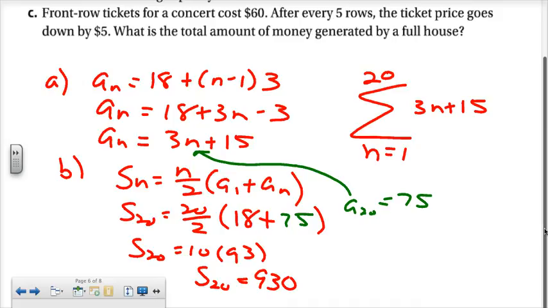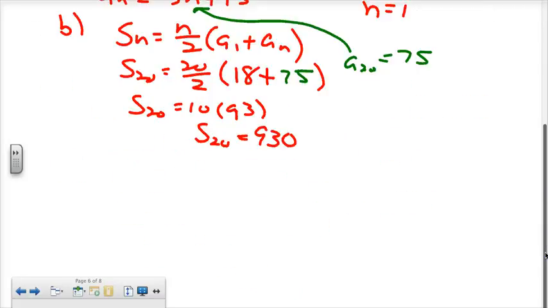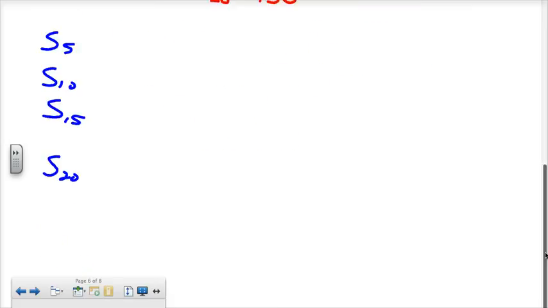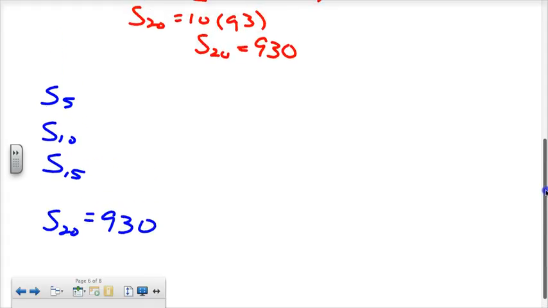Now, C is the problem child here. Front row tickets for a concert cost $60. After every 5 rows, the ticket price goes down by $5. What is the total amount of money generated by a full house? So, I do my planning, and I figure out what I really need to do is I need to figure out how many are in each of those increments of 5 rows. I already know S sub 20 is 930.